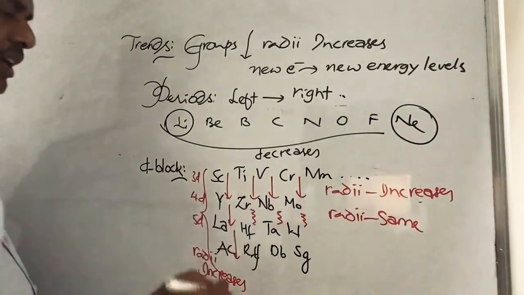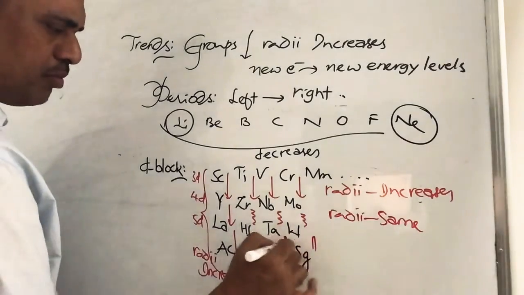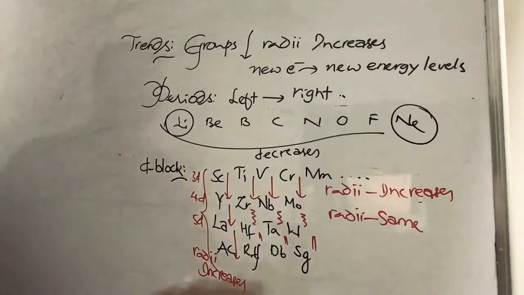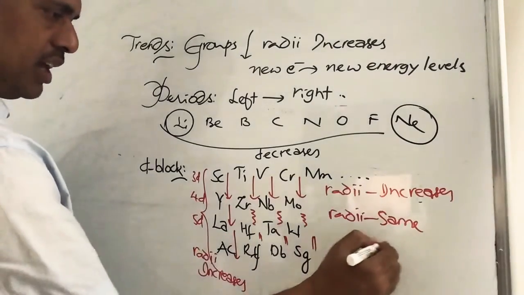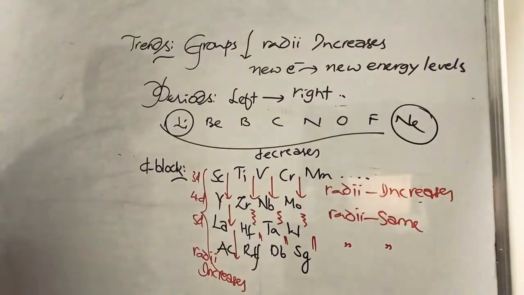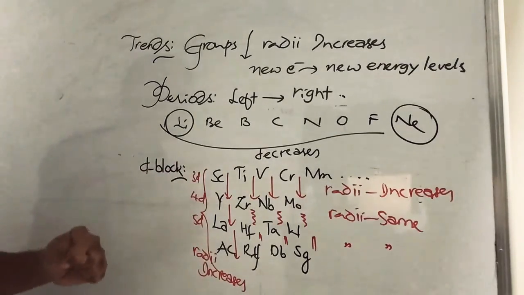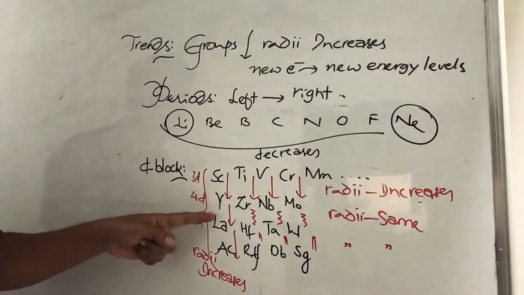The same thing you can notice even here also. There may be small exceptions. In general, what you remember is radii will be the same. See this point, this is very, very interesting. From 3D to 4D, 4D to 5D, 5D to 6D, the radius should increase. That is happening in the case of scandium, yttrium, lanthanum, actinium.